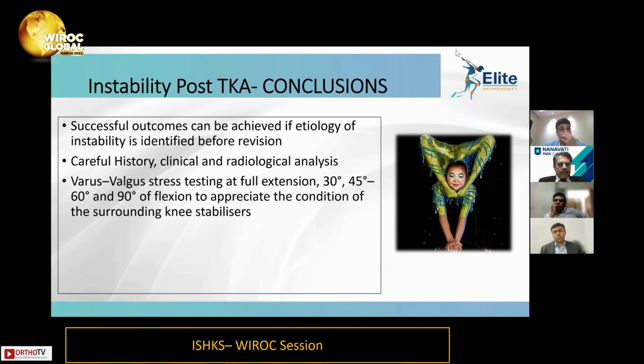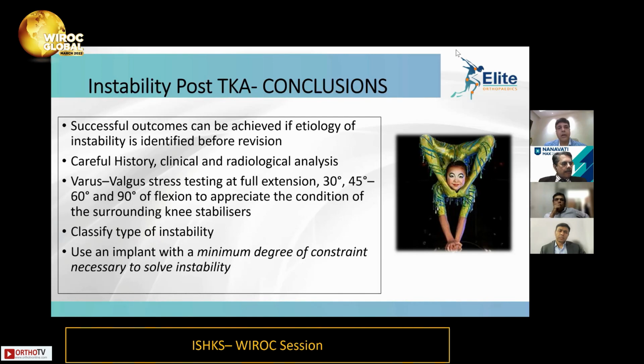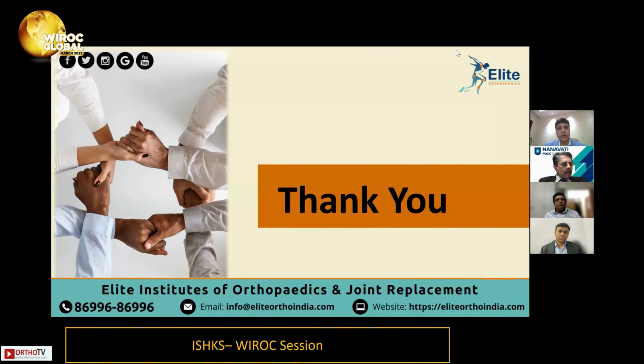Do varus-valgus stress testing at full extension, 30, 45, 60, and 90 degrees of flexion to appreciate the condition of the surrounding knee stabilizers to understand your instability. Classify your instability and manage your cases with the optimal kind of constraint. It is not essential that instability means that you move on to the highest level of constraint. Use just the optimum or the minimum degree of constraint necessary to solve your instability.